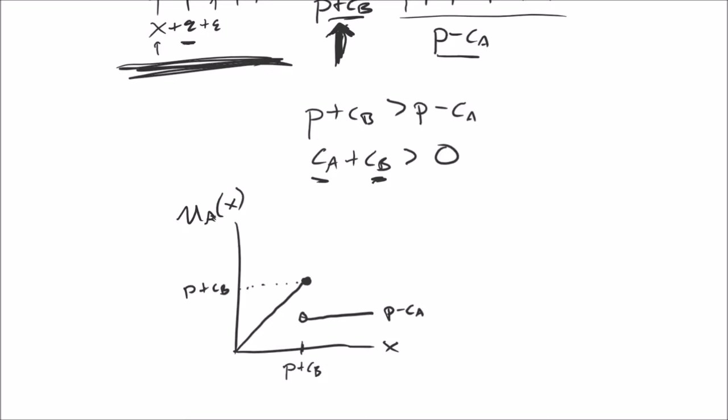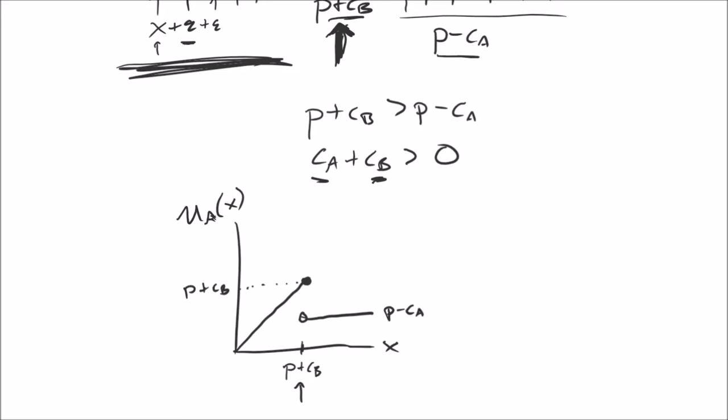Well, if you're A, your decision process really is just looking at this figure and deciding what is the X associated with my highest utility. And it doesn't take very long for A to realize that that demand that's best for it is P plus CB. End of story. Done.